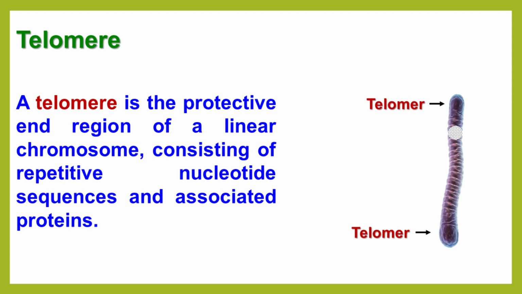At the two ends of each linear chromosome, there is a region called the telomere. It is the protective end region consisting of repetitive nucleotide sequences and associated proteins. Since chromosomes have adhesive properties, the telomeric regions at the ends of chromosomes act as a kind of sealing mechanism to prevent them from sticking to one another, because the two ends of DNA are kind of sticky.